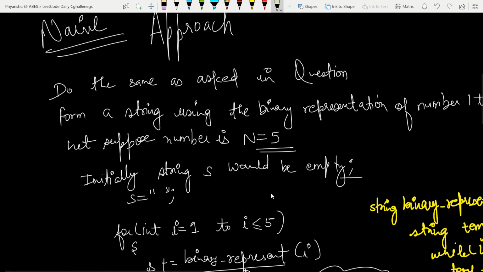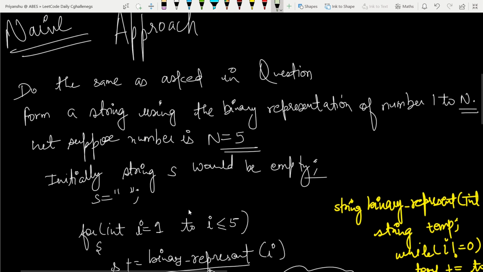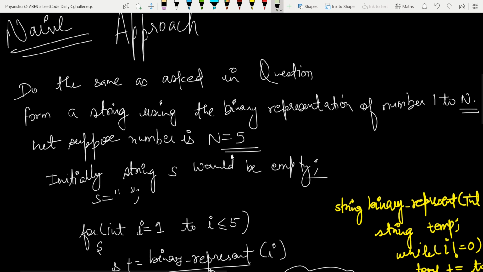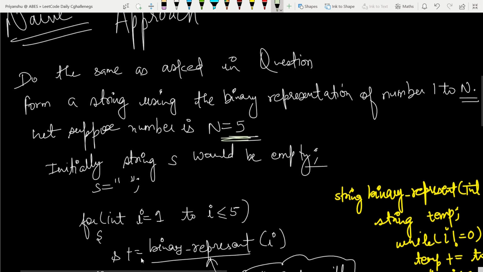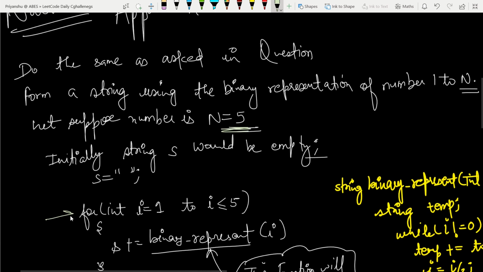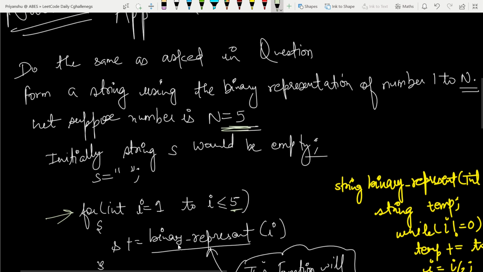Our first approach is a naive approach. We do the same as asked in the question. We form a string using the binary representation of the numbers 1 to n. Suppose we are given the number 5. We take a string that would be empty, and we use a loop from 1 to the given number n. So here the given number is 5, and we have a loop from 1 to 5.